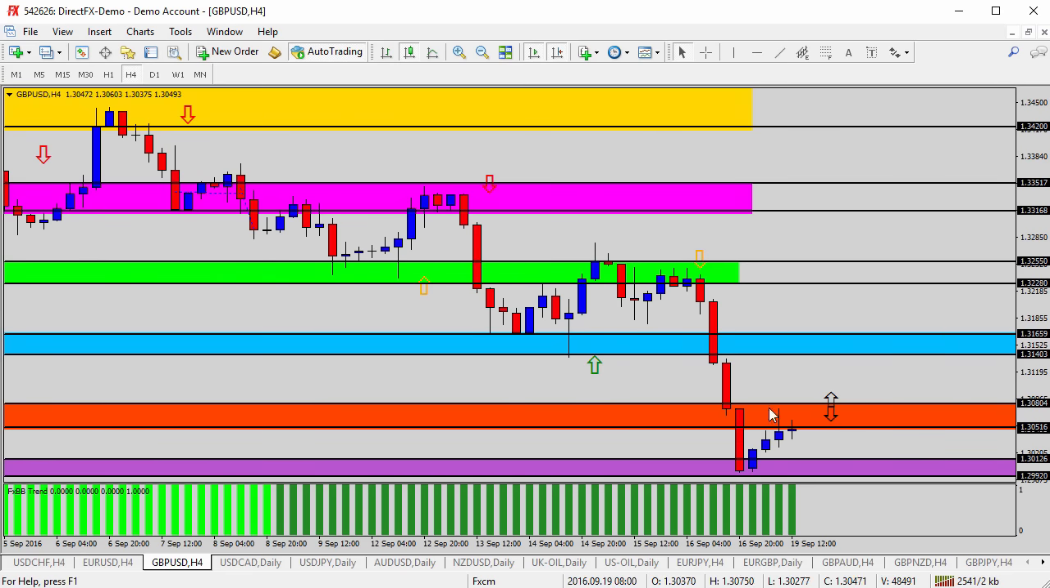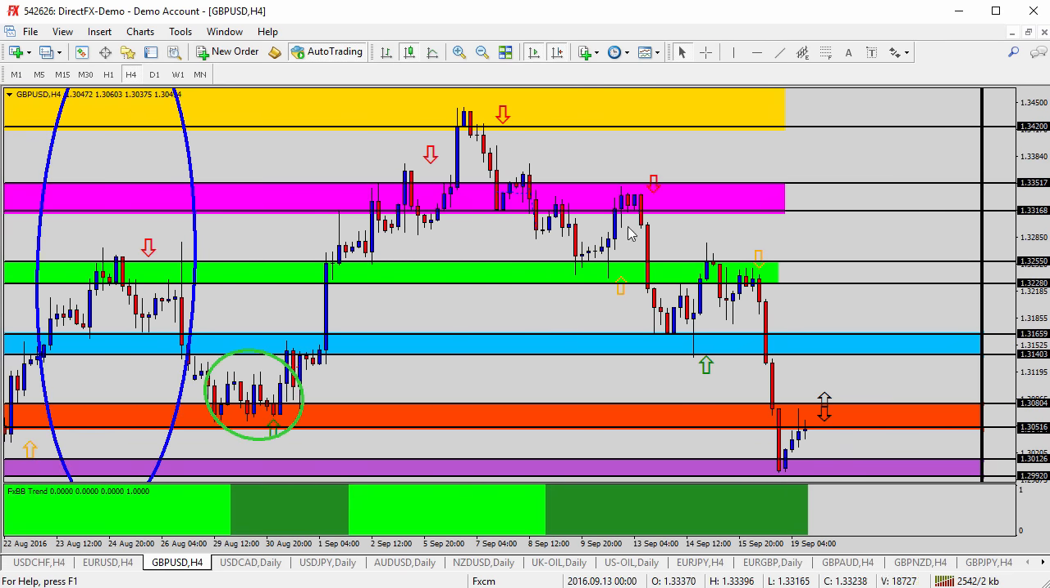4-hour time frame, again, there it is, rallying back into the orange zone. We've seen it do those rallies and fall-offs a couple of times over the past few weeks. Take a look right here. There's a little rally to the pink zone and then a fall. We see a rally to the green zone and then a fall. So here we are once again within the pattern, rally to the orange zone.